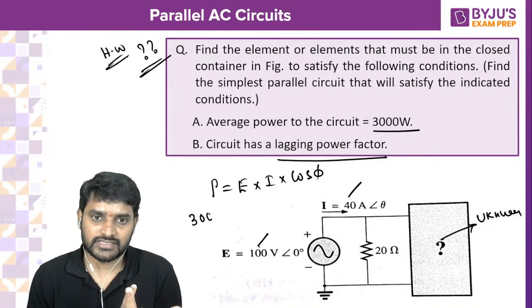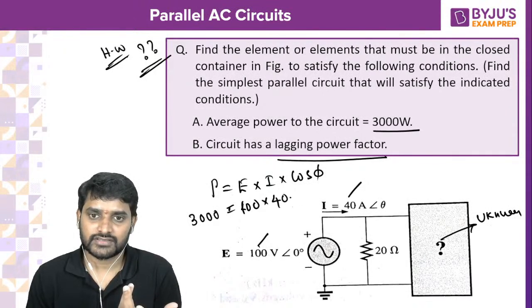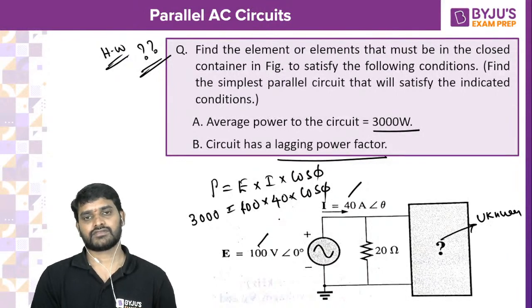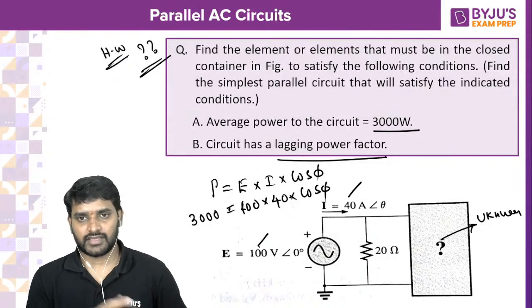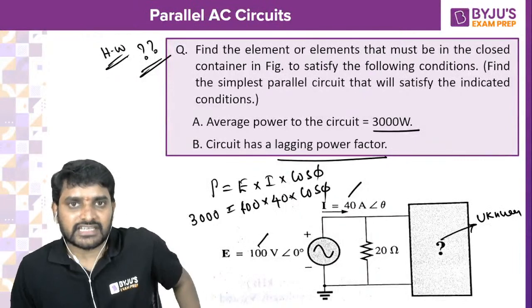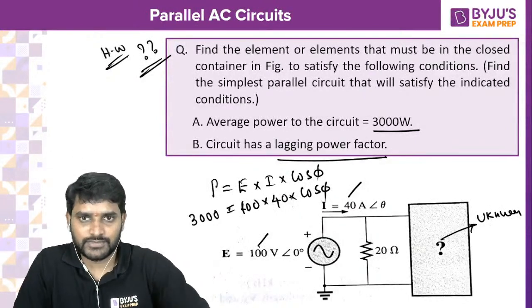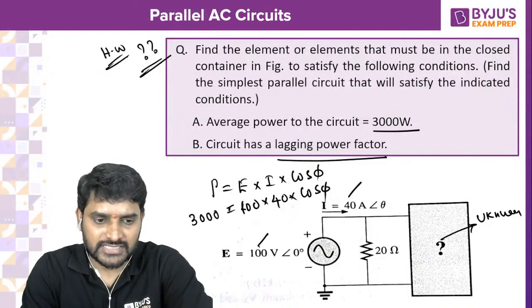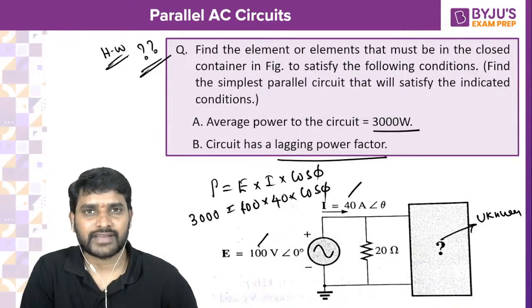3000 is equal to 100 into 40, so you can calculate power factor easily. Anyhow, it is saying lagging power factor, so definitely you have to take an inductive nature element. You see now. Okay. All right. So this is how calculations will be.